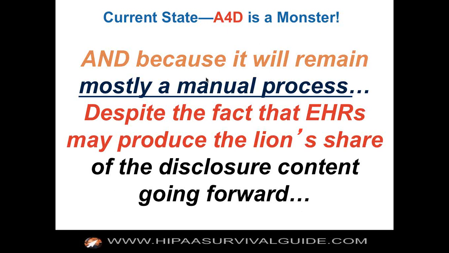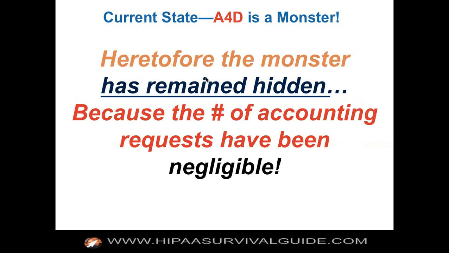And the fact that it's a manual process and will remain a manual process is really the other thing that providers are fearful of: how can you build a process that scales if you get more and more patients asking for disclosure? So why hasn't it been a big deal previously? Because the monster has remained hidden, because the number of accounting requests has been negligible. So this is like a ticking time bomb out there. If you have more people requesting access to their PHI, more people requesting amendments to their PHI, and a general education by privacy groups that this information is available, sooner or later you're likely going to have an increase in requests for accounting for disclosures, although as a practical matter, it really remains to be seen just how big that number can get.